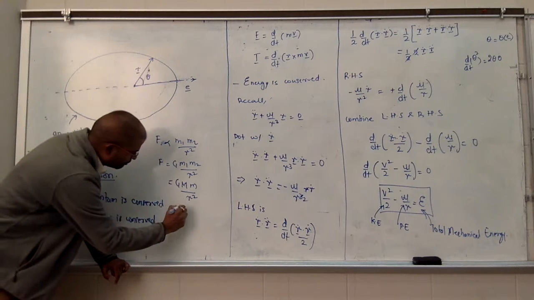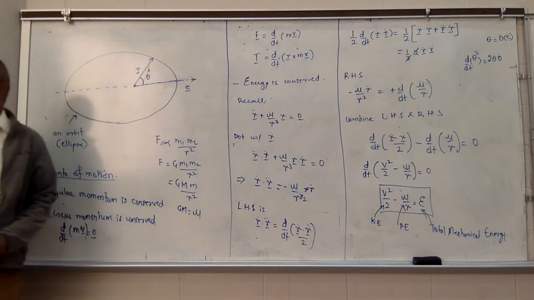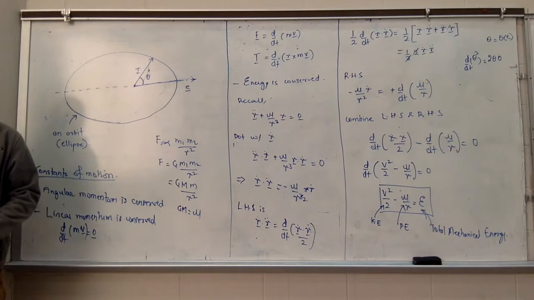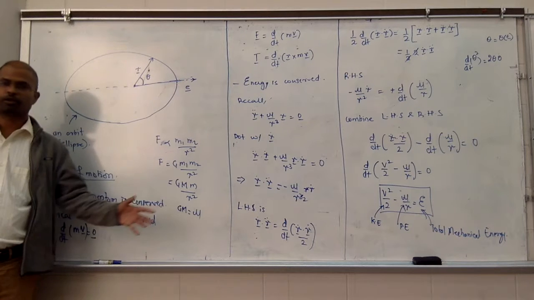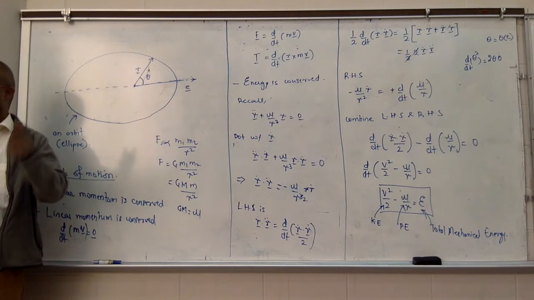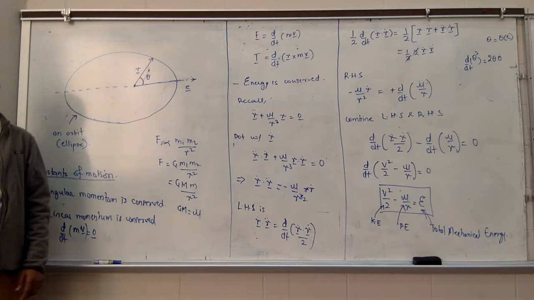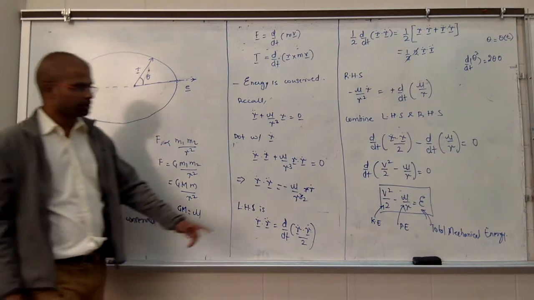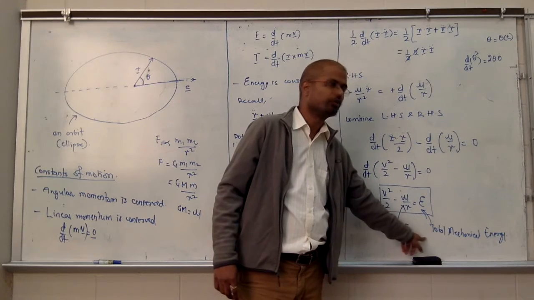So this GM, constant into constant is another constant. Got it? So this mu is different for different central bodies. If you're talking about the Sun and any number of planets around it, that mu is a constant. If you're talking about Earth and any number of objects around it, that mu is a constant. Okay, so this proves that total mechanical energy is conserved.